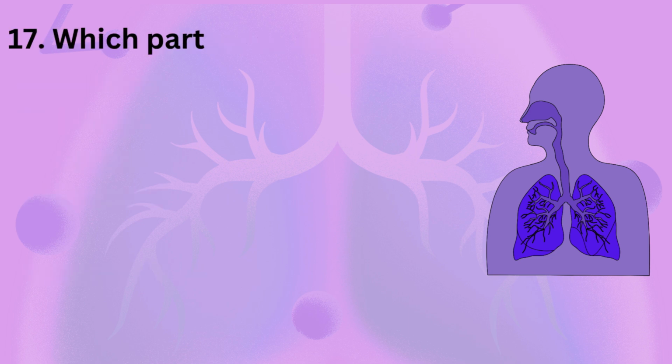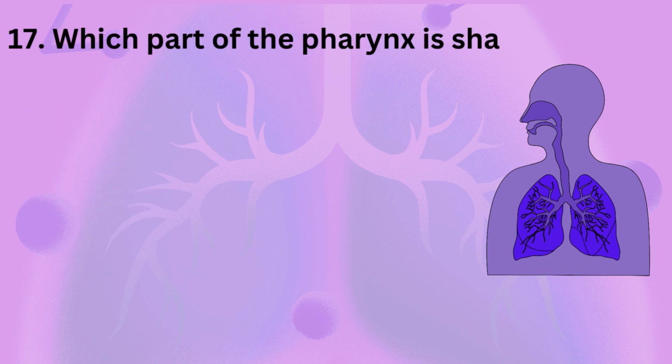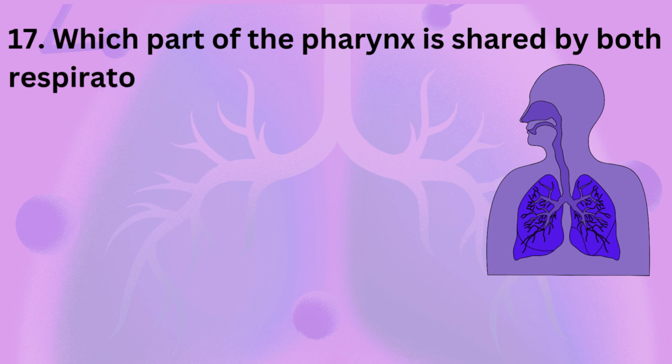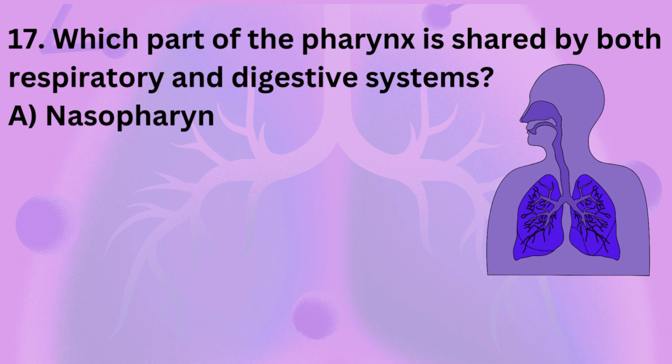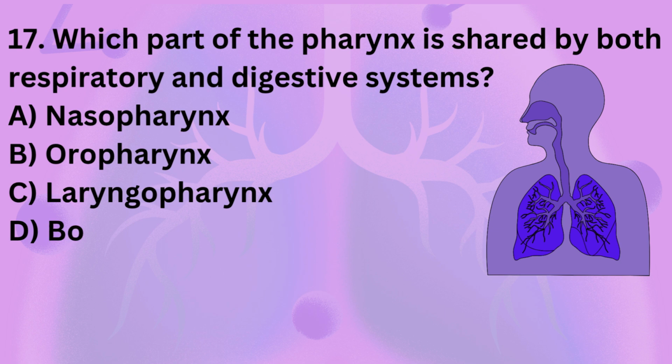17. Which part of the pharynx is shared by both respiratory and digestive systems? A. nasopharynx. B. oropharynx. C. laryngopharynx. D. both B and C. Answer. D. both B and C.